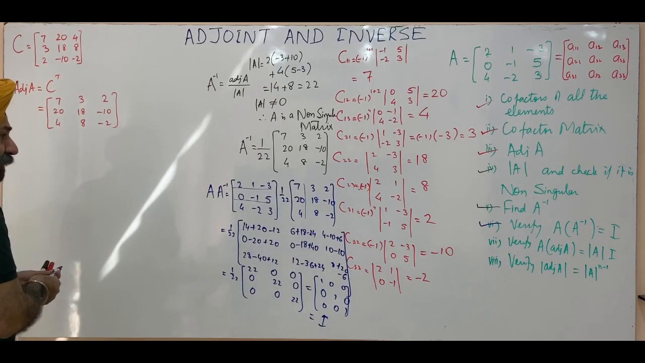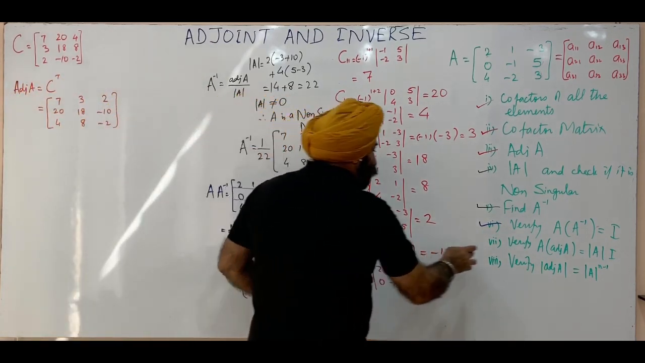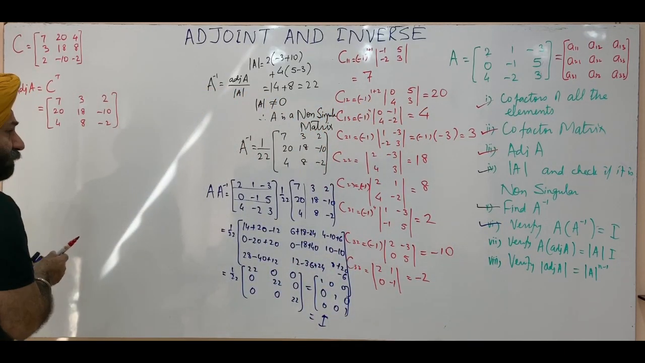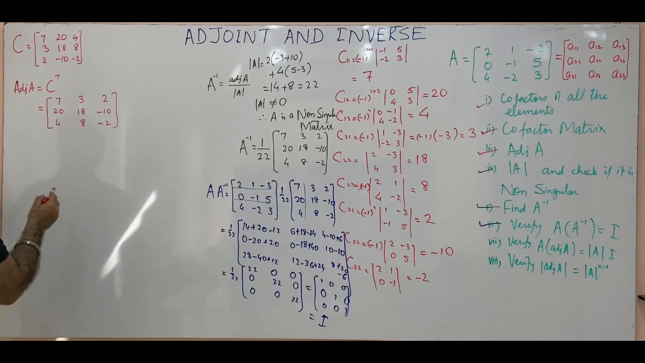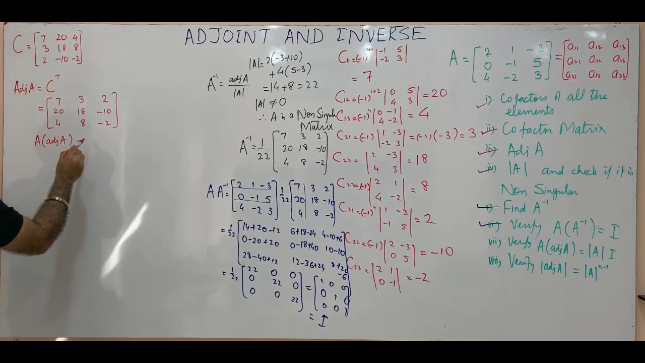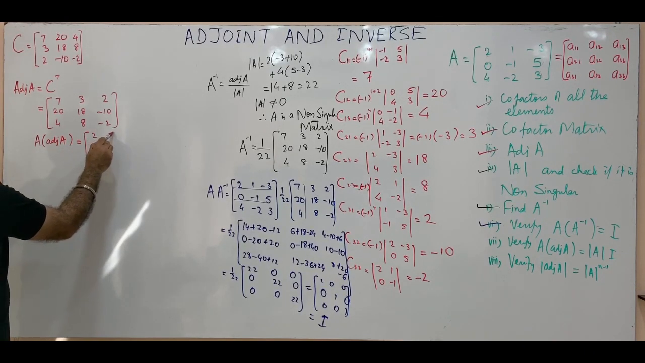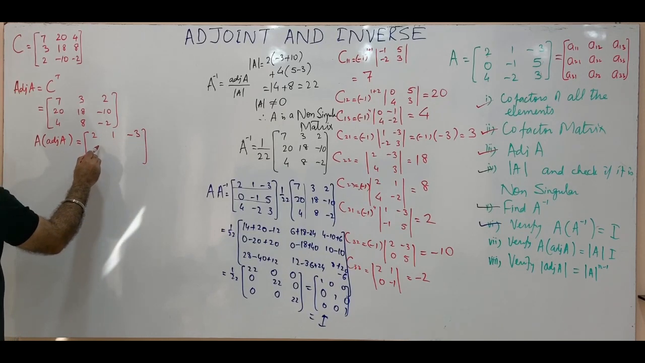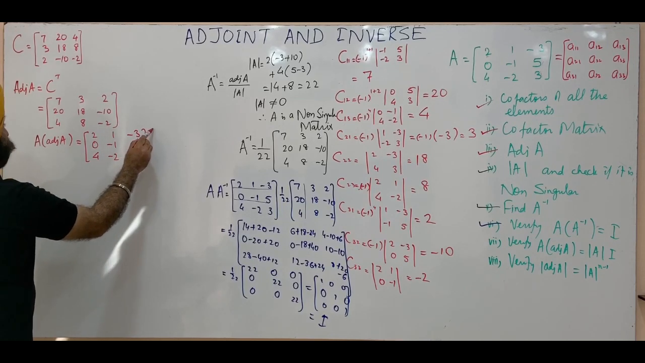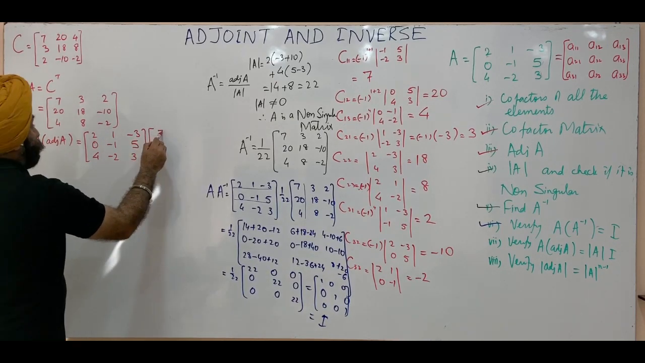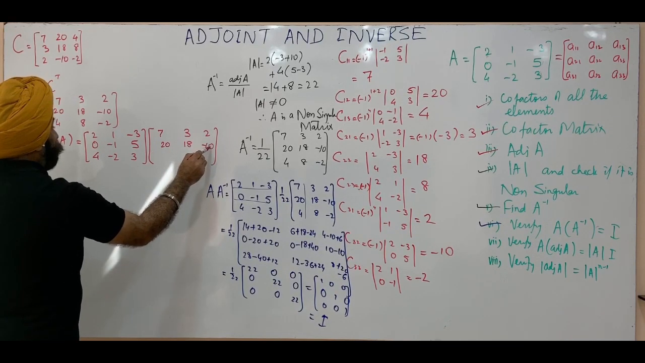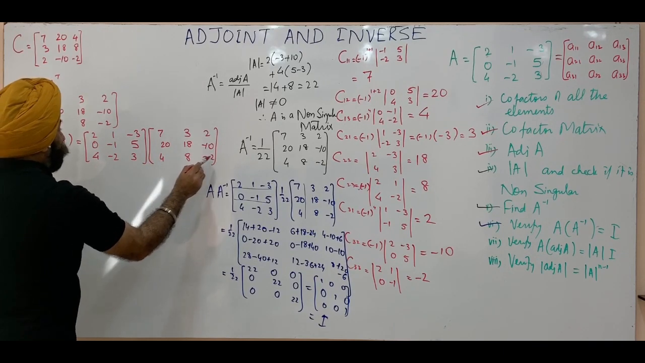Next, let us verify this result that A into adjoint of A is equal to determinant of A into I. So let's write A into adjoint of A. This is the given matrix. 0, minus 1, this is 5, 4, minus 2 and 3. Into adjoint of A, this is 7, 3, 2, 20, 18 and minus 10, 4, 8 and minus 2.